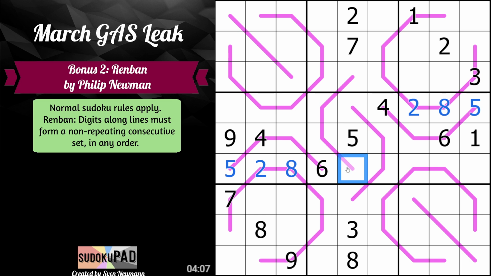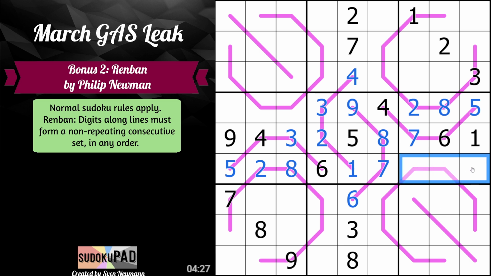this cannot be the 9. Because if it was the 9, then this would be forced to be 9, which means this must be the 1. This is the 4. This is 2, 3. This is the 9. This is the 6. This is 7, 8. And now we know that this is the 7, and this is the 3 here. I think that was pretty clean.